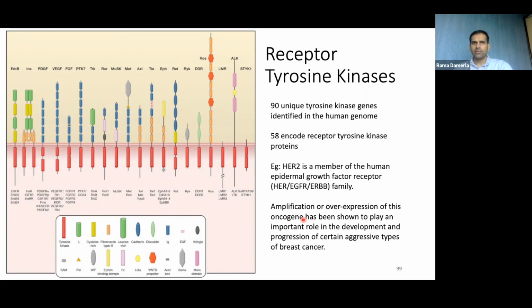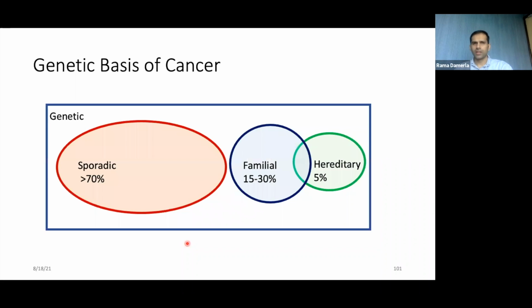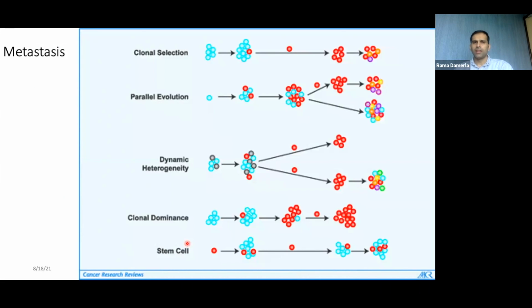Based on the kind of cancer, there are also different kinds of drugs that you can use. Most commonly they use tyrosine kinase inhibitors. There are so many tyrosine kinase inhibitors in the market now, so based on the kind of tumor, they use different tyrosine kinase inhibitors. And then the last hallmark of cancer is metastasis.